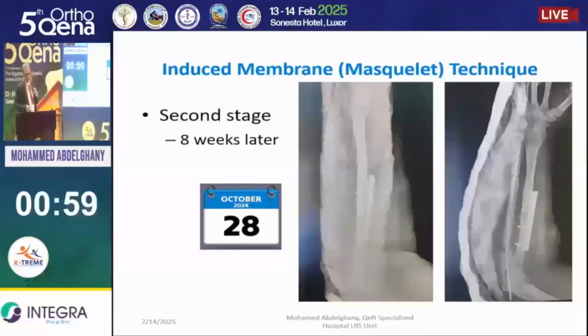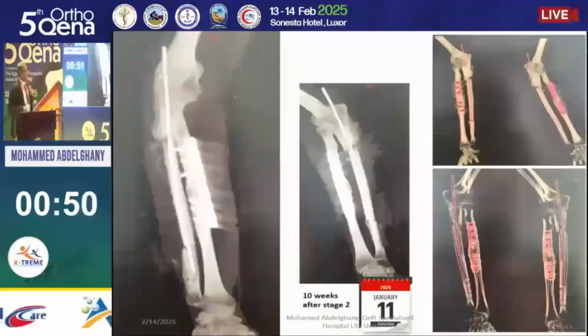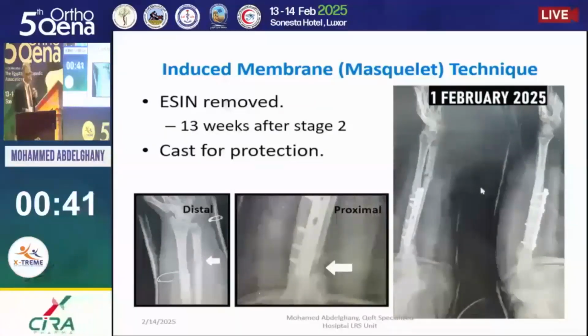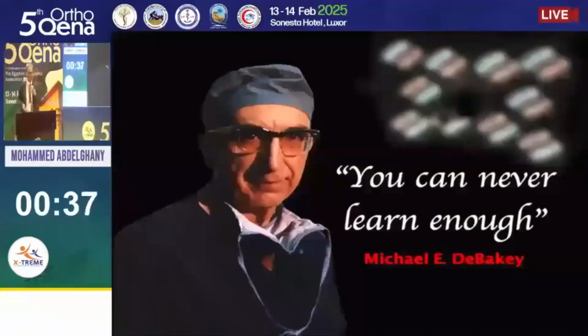This is 8 weeks later, with proximal tibial cancellous bone graft at the proximal site. This is the follow-up. We removed the elastic stable nail because it also backed out very often, and we used a cast for protection, and you can never learn enough.